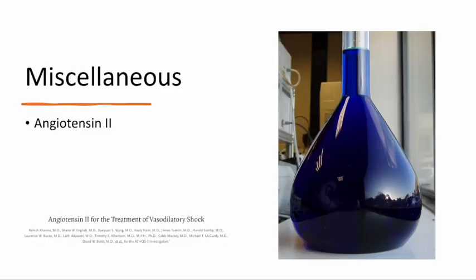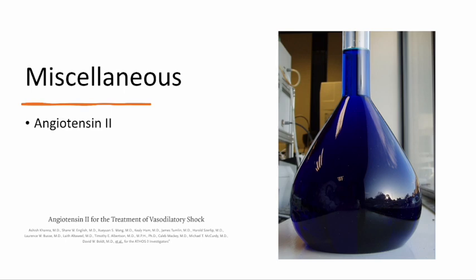So once a patient with shock is maxed on 3 to 4 pressors, there's a couple of last-ditch agents for refractory shock. The first one is angiotensin II, and specifically angiotensin II is effective in increasing blood pressure in patients with vasodilatory shock, such as sepsis.